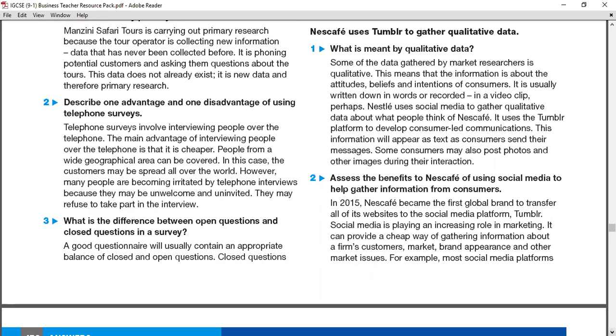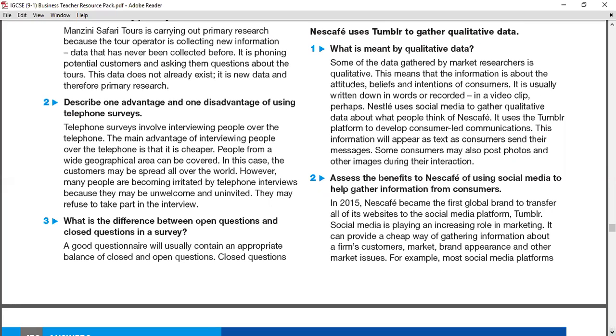However, as an evaluation point, you can see many people are becoming irritated by telephone interviews. That's a negative part of it. So that is the good side, but when you write a negative side, you can use the word 'however'. Right? The telephone advantage is that it is cheaper. The disadvantage of a telephone survey, however, is that it irritates some people. They are reluctant, they don't like unwelcome and uninvited telephone calls, and they refuse to take part in the interview.